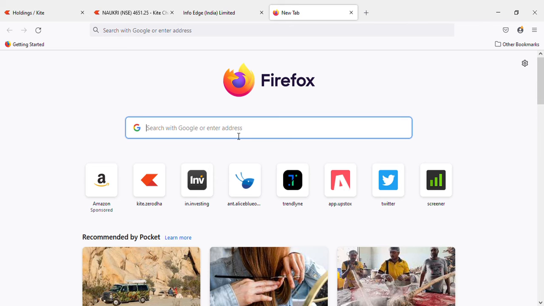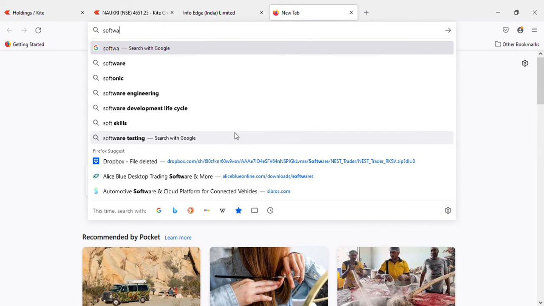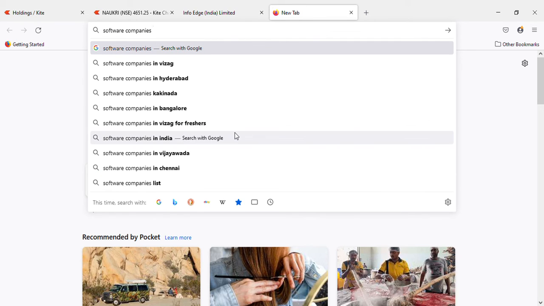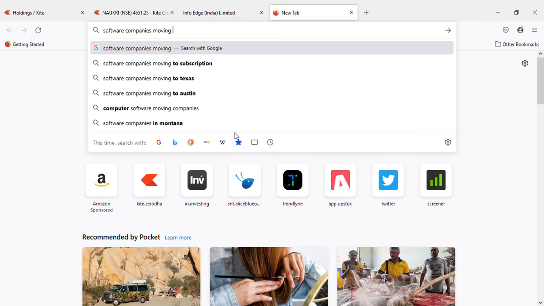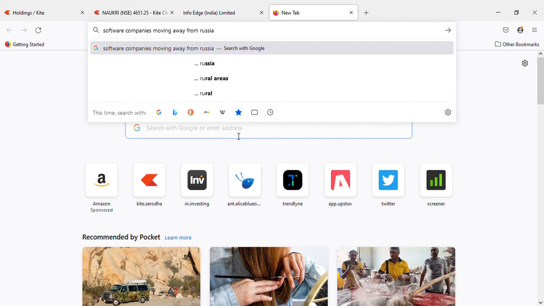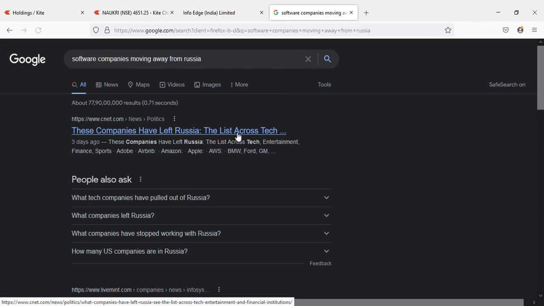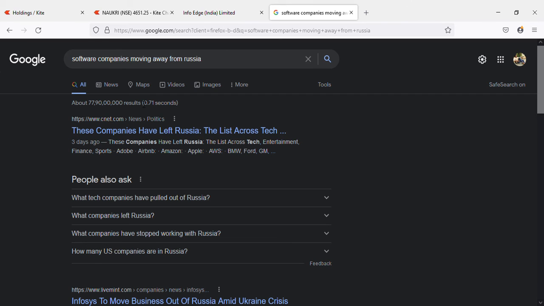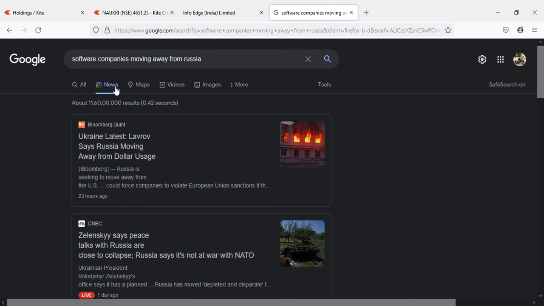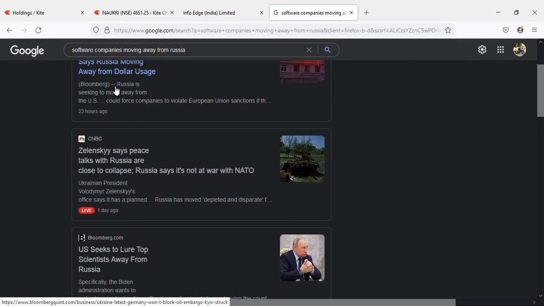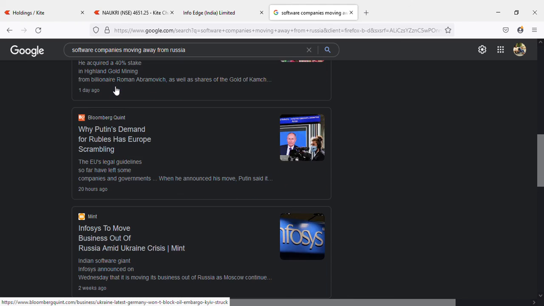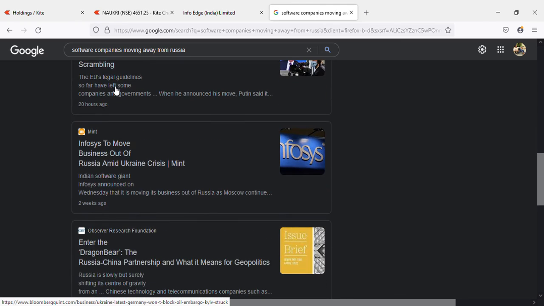And software companies moving away from Russia. See here, I saw one article that software companies are moving away from Russia and they are looking for space in India. I saw, friends, the news: Infosys to move its business out of Russia.